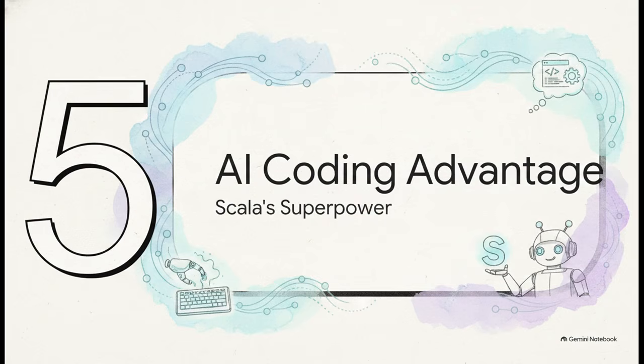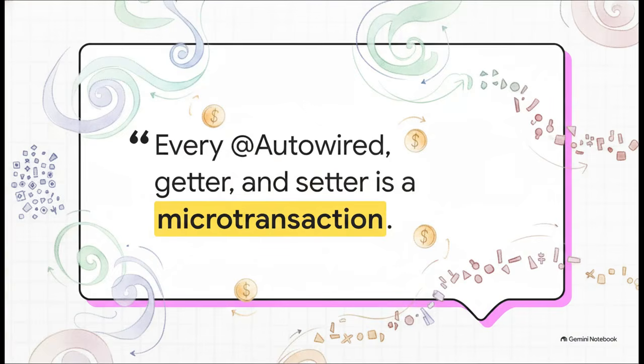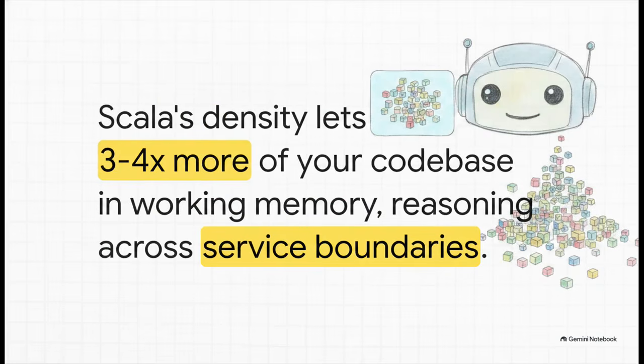Section 5, the AI-assisted coding advantage. This might be the most fascinating paradigm shift yet. Let's talk about how Scala interacts with AI code assistants. Look at this quote. Every @autowired, getter, and setter is a microtransaction against an AI's working memory. Unlike Java, which forces an AI to burn through its token limit reading endless boilerplate, Scala's logic is compressed incredibly densely. Because of this density, a large language model can hold 3 to 4 times more of your code base in its working memory at once. It can actually reason across entire service boundaries.